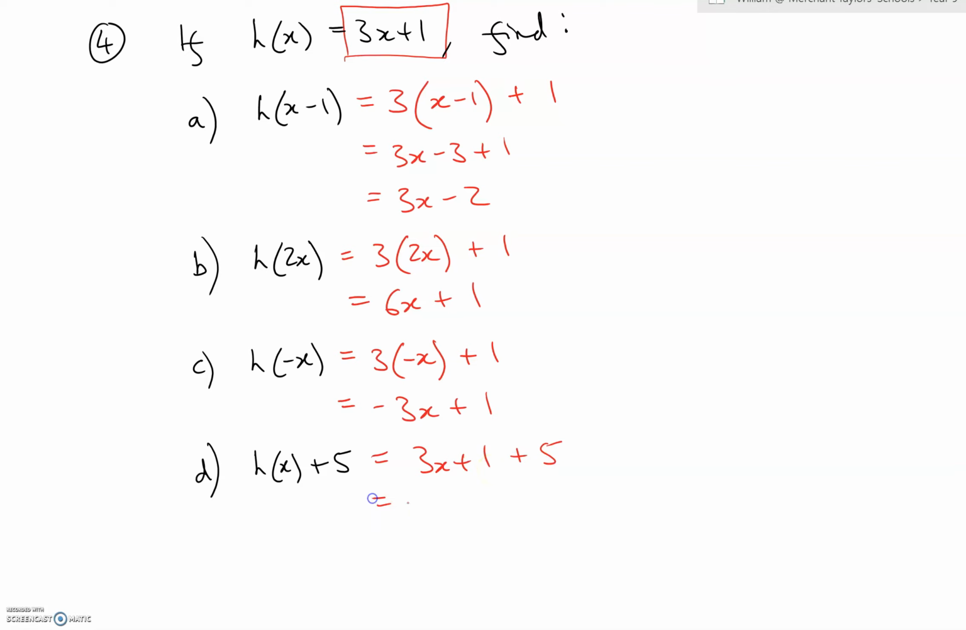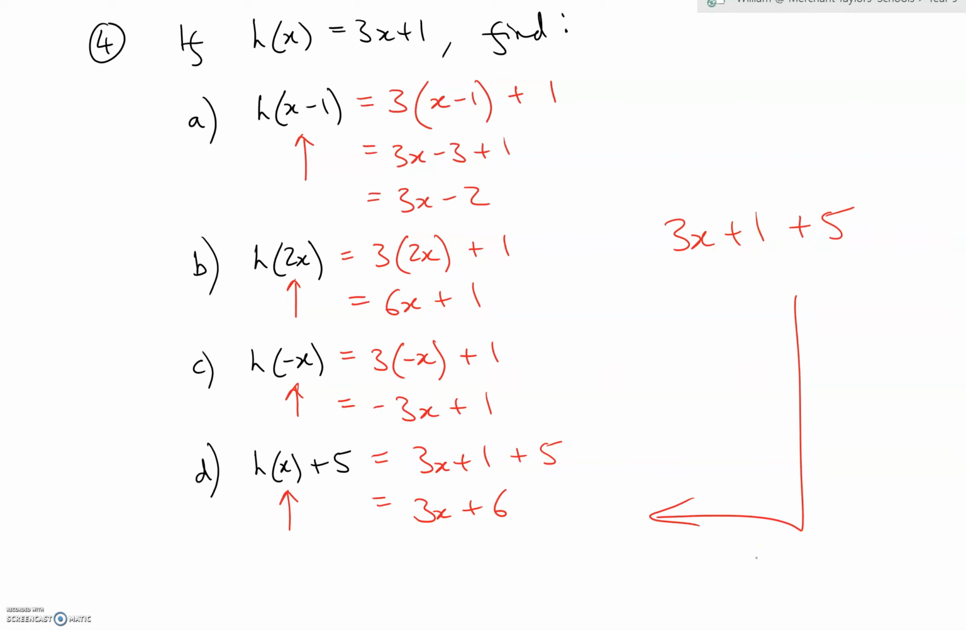Means I'm adding 5 onto that. And then I can simplify. So it's only when they change things in the bracket does the x change. If this stays the same, h of x plus 5 just means I'm taking whatever h of x is, which is this, and I'm adding 5 on. Okay, and I get this. So this is just an example where I'm subbing in letters rather than values.